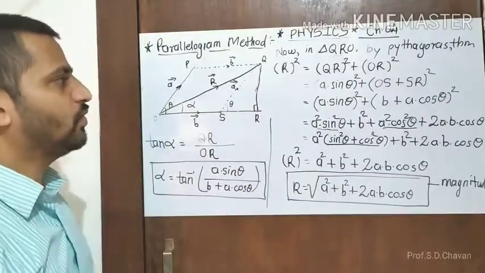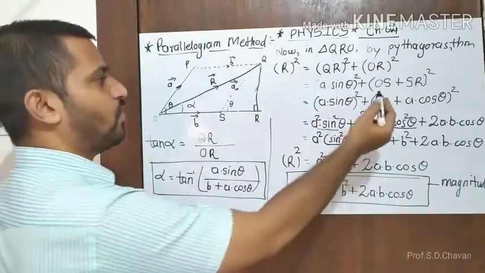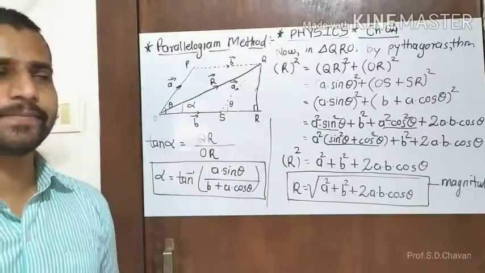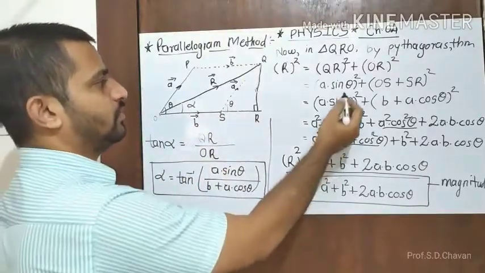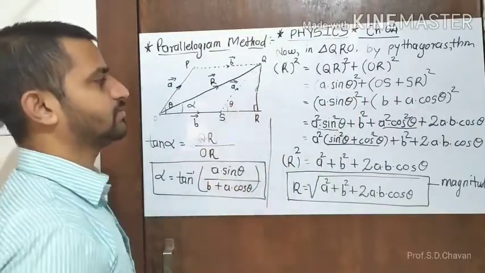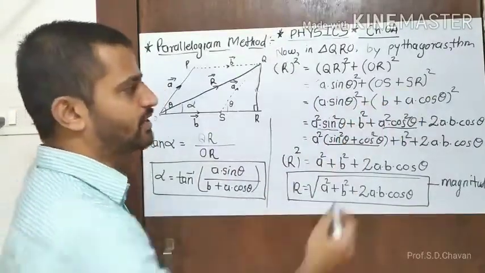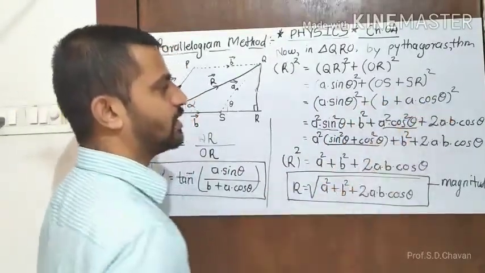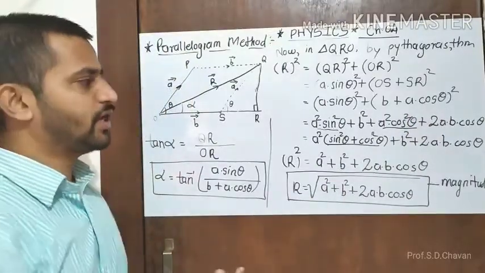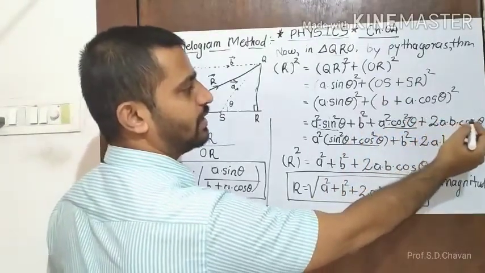Now we have the value of A sin theta, then OS plus SR gives us the second side, and we put down the values derived from triangle QRS. This is A sin theta, plus OS plus SR, squared. What is SR? It is nothing but A cos of theta. Now, by using the formula for A plus B square, we get B square plus A square cos square theta plus twice AB cos of theta.